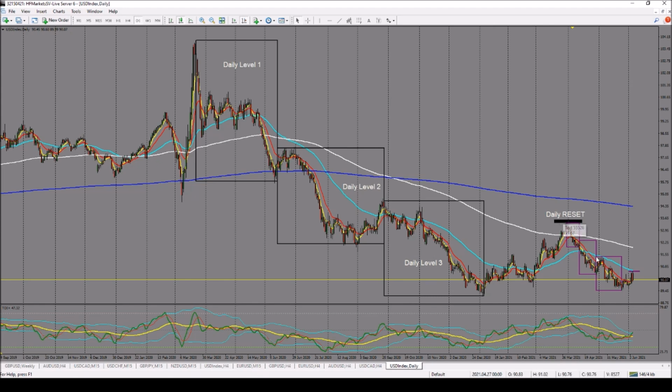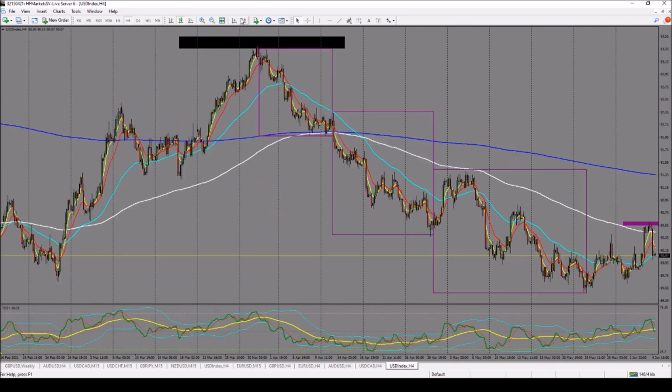So from this point going down, I now anticipate to see another 3 levels of this manner or this form going down. This is also being supported fundamentally on the US dollar due to inflation and several statements from the Federal Reserve. So going on the H4, we are now interested in looking at this daily level that has been issued, if it is already completed.